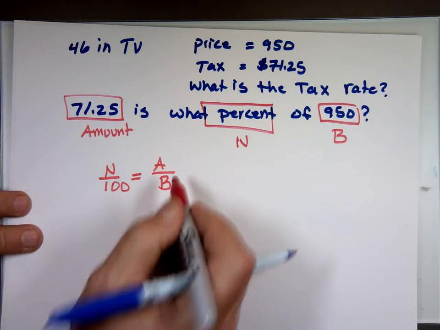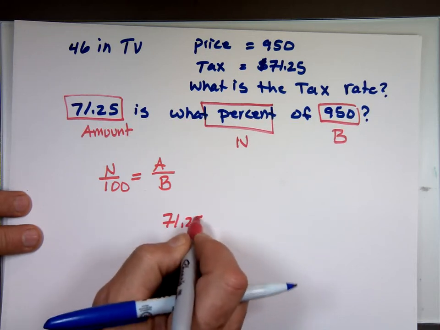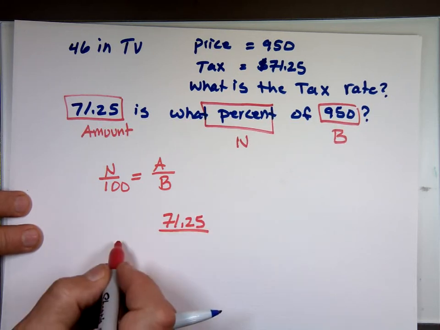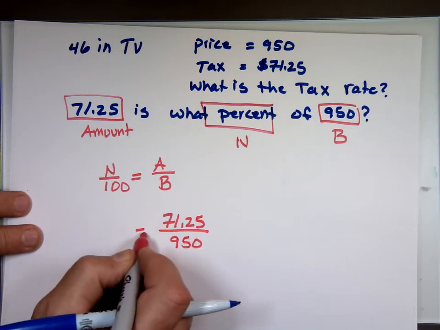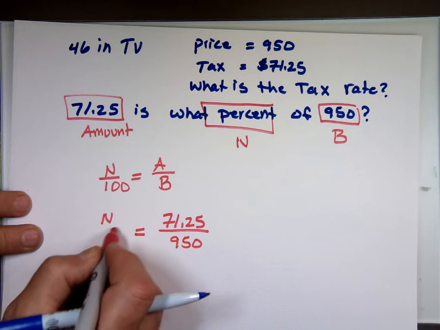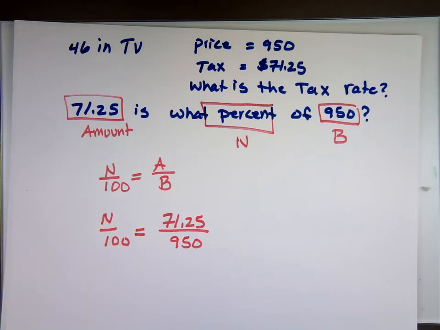Is over of. Is what? 71.25. Over means divided by. Of, which is what? 950. That's the same as what? N to 100. You can cross multiply.